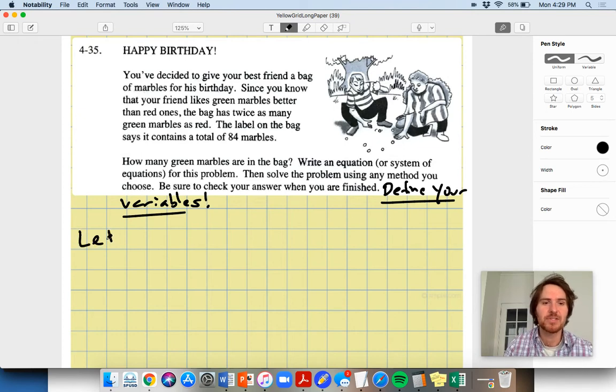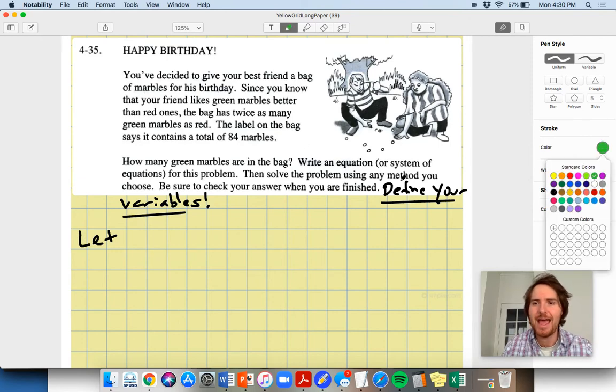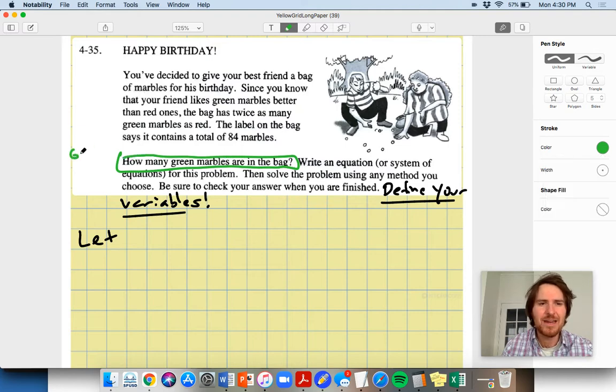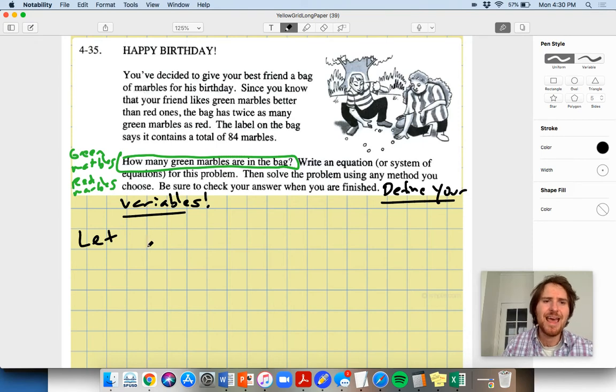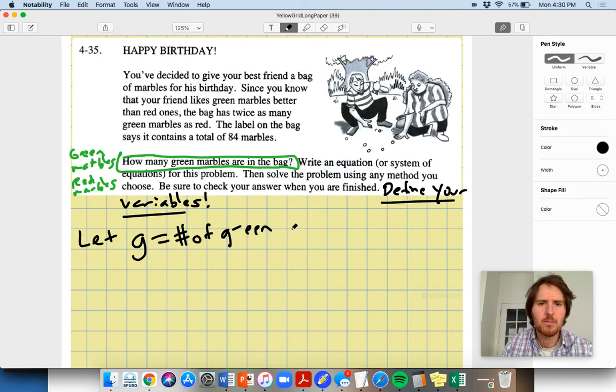So let's define some variables together. Let's see here. What are our variables going to be? It says how many green marbles are in the bag. So my guess is that our variables we're going to need, of course, definitely how many green marbles? Well, we can either have green marbles, or what's the other thing that might be changing this situation? Red marbles, okay? So I'm guessing that our variables are going to be green marbles and red marbles. So I'm going to let G equal the number of green marbles, and I'm going to let R equal the number of red marbles, okay?